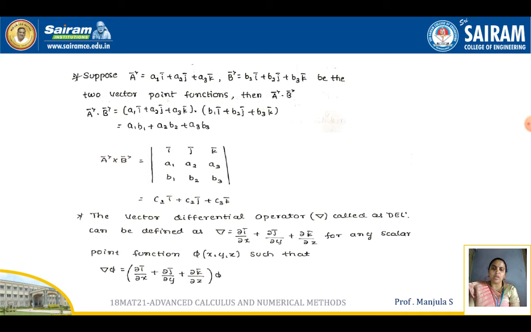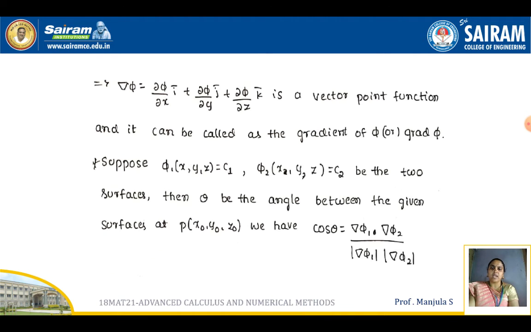Suppose we multiply this del by phi, that becomes the gradient of phi, which we can write as dou by dou x i cap plus dou by dou y j cap plus dou by dou z k cap, with phi outside. You just take that phi inside the bracket, so the gradient of phi can be written as dou phi by dou x i cap plus dou phi by dou y j cap plus dou phi by dou z k cap. This is a vector point function, and it is called the gradient of phi, that is grad phi.